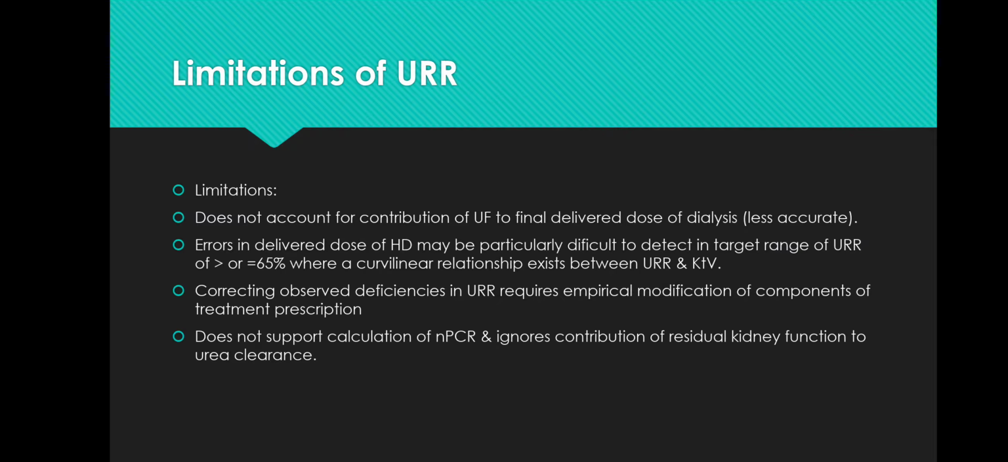Next, the limitation of URR, urea reduction rate. The urea reduction rate does not account for the contribution of ultrafiltration to the final delivered dose of dialysis. It's less accurate. Errors in the delivered dose of HD, meaning hemodialysis, may be particularly difficult to detect in target ranges of urea reduction rate. It increases to 65 percent where the relationship exists between URR and Kt/V. Then correcting the observed deficiency in URR requires empirical modifications of components of treatment prescriptions. Then the urea reduction rate does not support the calculation of nPCR and the contribution of residual renal function to clearance.